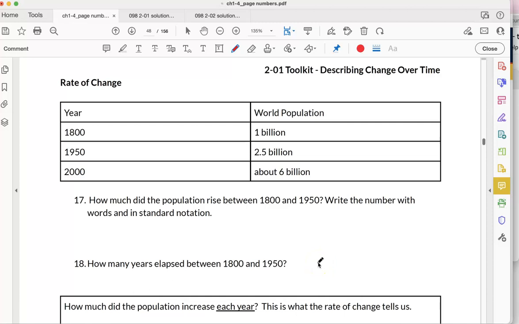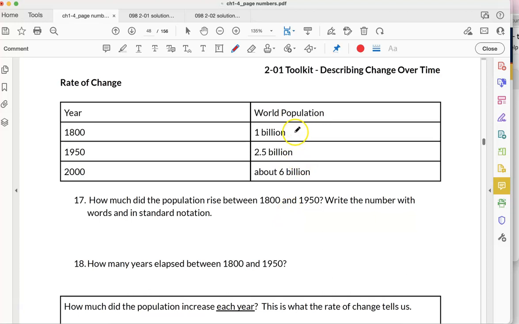So we've been looking at graphs and understanding that it's really about population changing over time, but the rate of change helps us to measure how quickly the change is occurring and creating a number to describe that rate of change. So there's two steps before we find the rate of change. First is to find out how much did the population increase between 1800 and 1950.